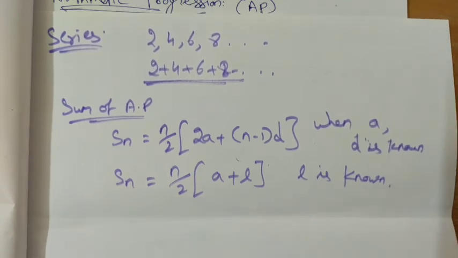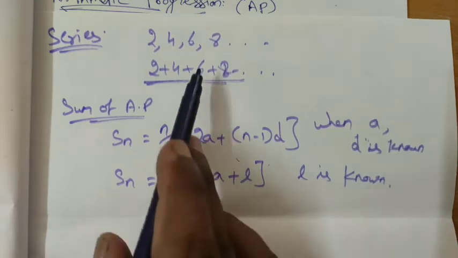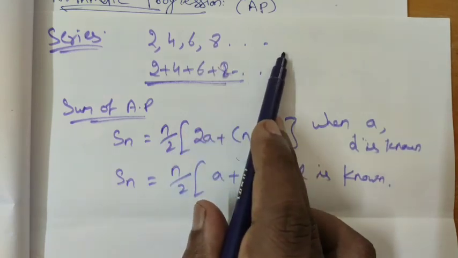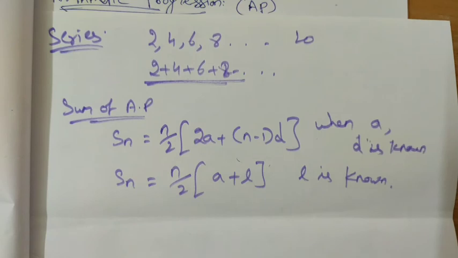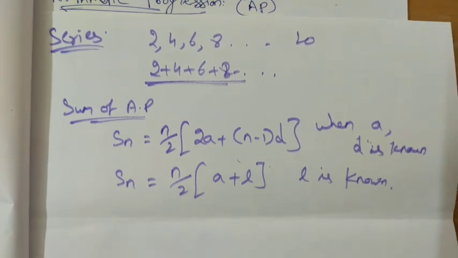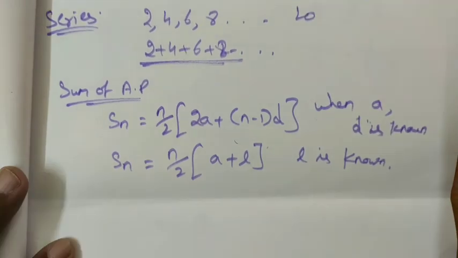And then every sequence can be a finite sequence or an infinite sequence. Finite means a countable number of elements, and infinite means uncountable. In an AP also we have the finite and the infinite. If some elements are given like this and it continues, we say it is infinite. Suppose the last term is given as 20, it is a finite AP. The series also has the same condition.